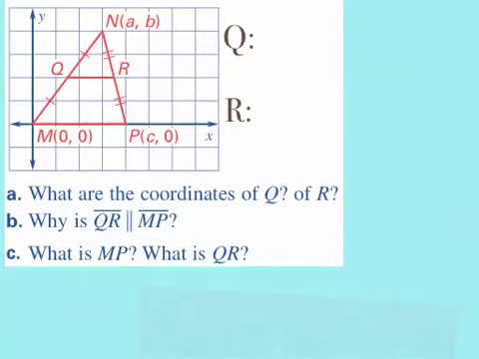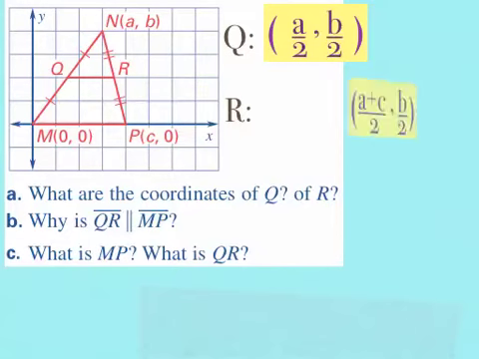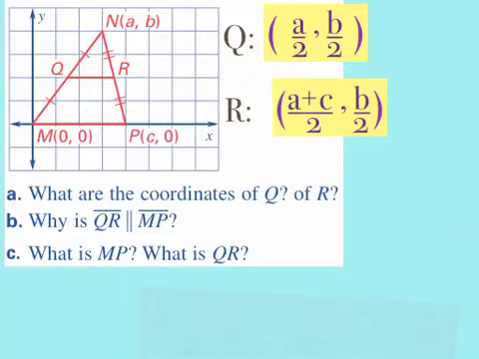We've talked about the midpoint formula quite a while ago, so if you need to go back and look it up, then feel free to do so. When we use the midpoint formula, though, we find that point Q would be at (A divided by 2, B divided by 2), and point R would be at ((A plus C) divided by 2, B over 2).